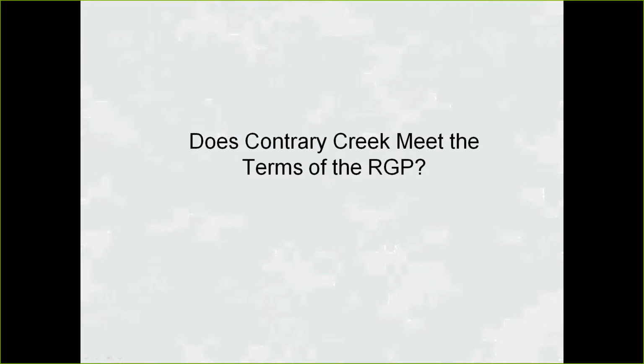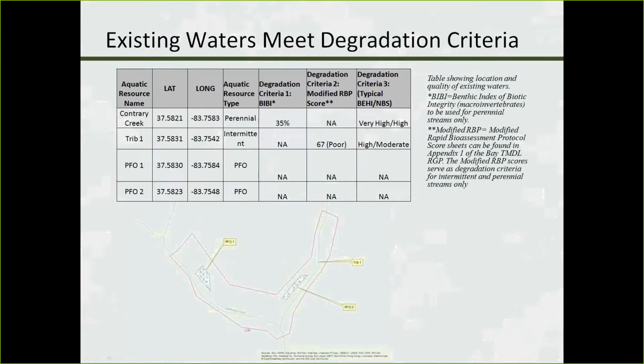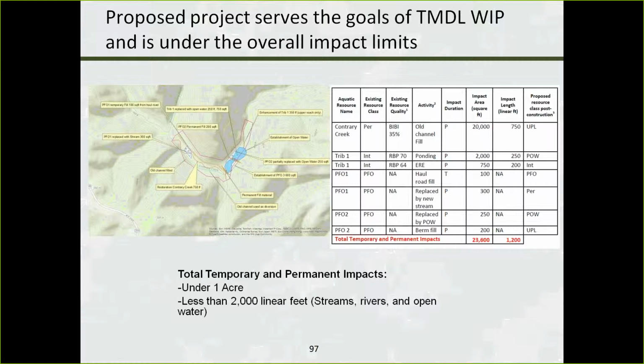So does Contrary Creek meet the terms of the Regional General Permit? Now, remember, we have to be located in the Chesapeake Bay watershed, and the project purpose must be to fulfill goals in an acceptable width. Total temporary and permanent impacts can't exceed 1 acre or 2,000 linear feet, and we must meet our degradation criteria. So, like I ran through earlier, we met our degradation criteria, and our project met the overall limitations of 1 acre and 2,000 linear feet.